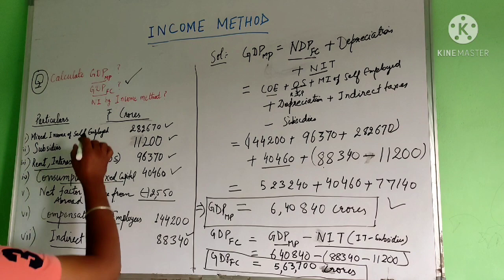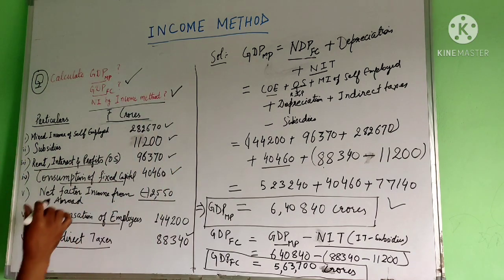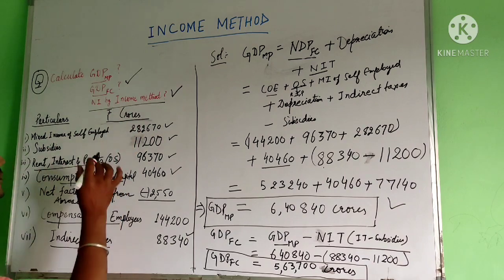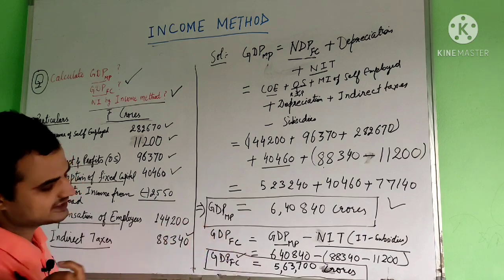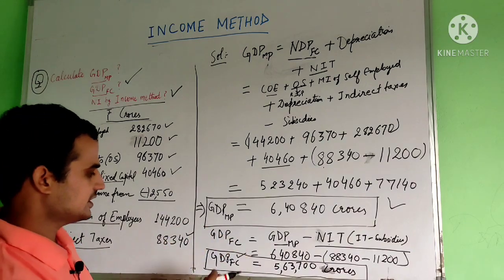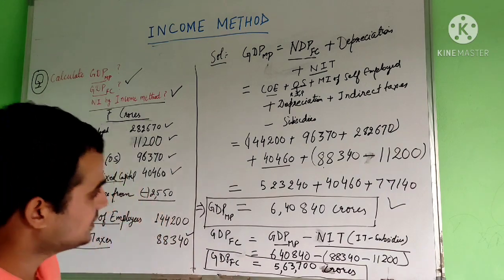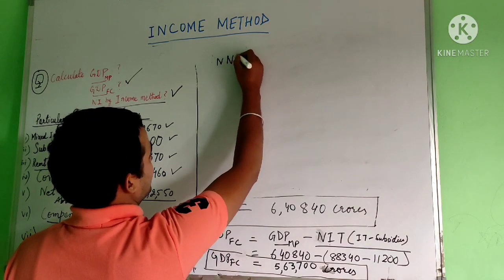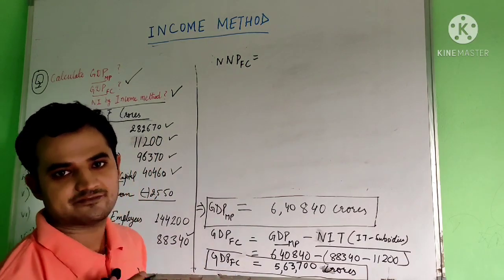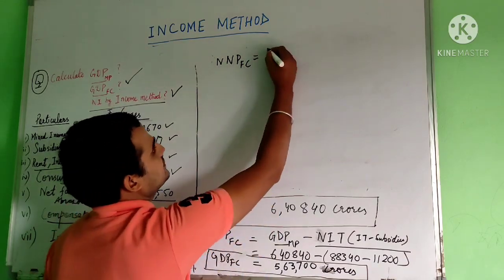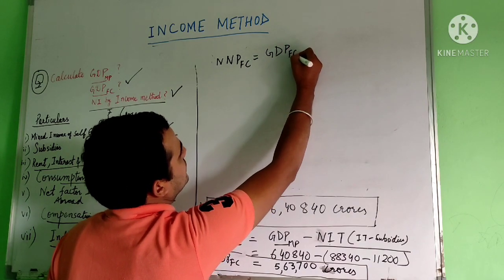Now the third thing is we have to calculate national income by income method. Income method means we should calculate it from factor cost. So let us see how we can do it. NNP at factor cost. We have already calculated GDP at factor cost, which is equal to GDP at factor cost.